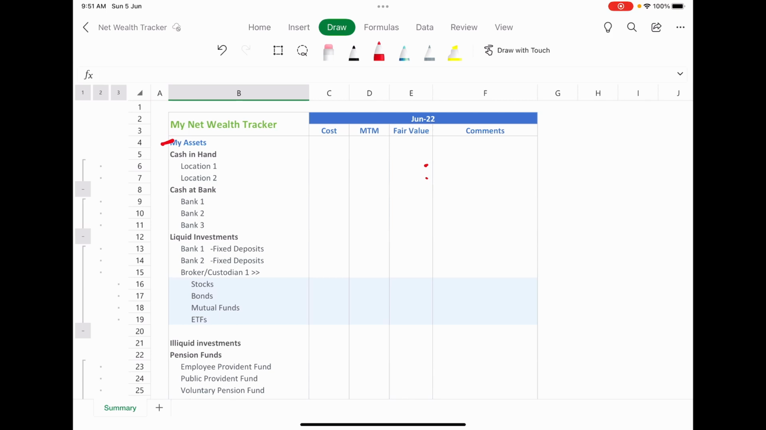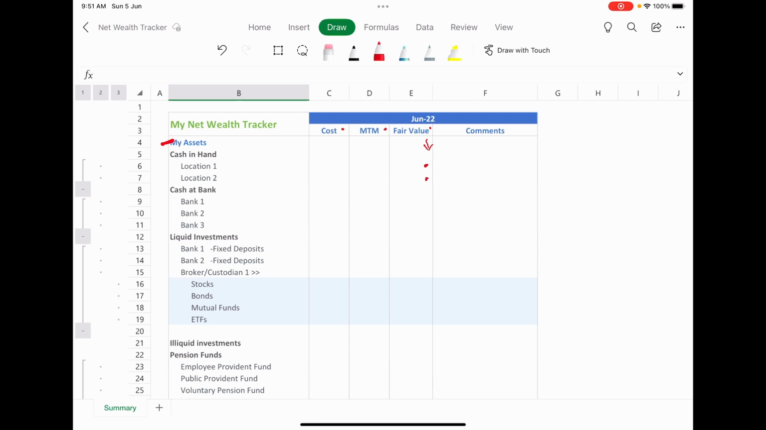If you notice, there are three columns on the top. I generally use only fair value for most of the items. I'll explain to you where cost and MTM, which stands for mark to market, come into relevance. So I'll start by capturing what is the cash in hand. This is mostly my wallet and one more location at home.